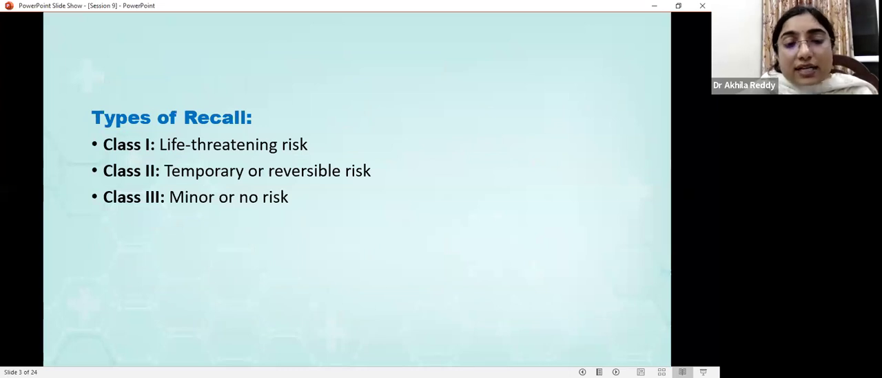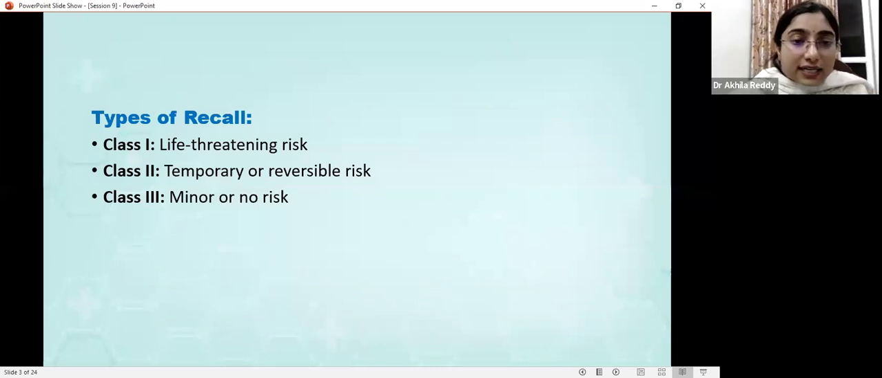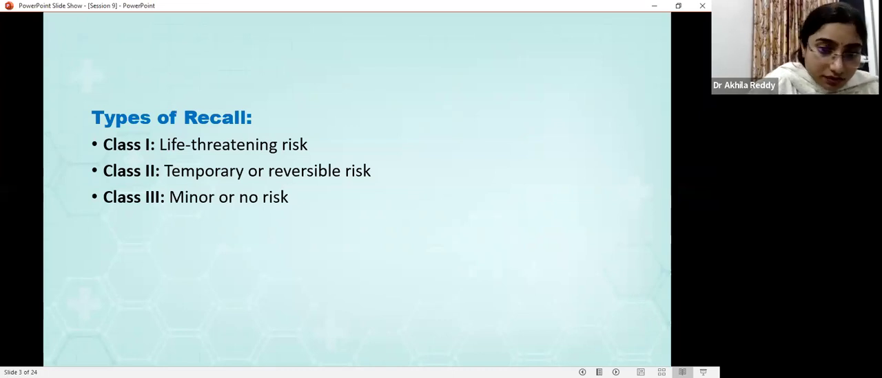Class 1 is life threatening risk. Class 2, temporary or reversible risk. Class 3, minor or no risk. See, whenever we get life threatening risk, can you name some life threatening risks with the drugs?